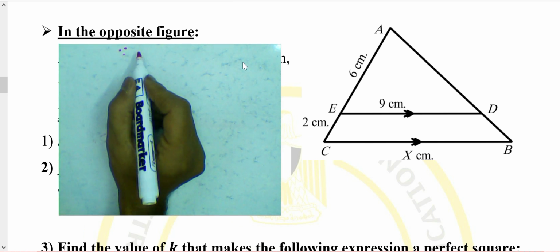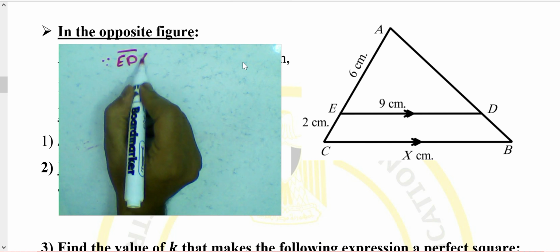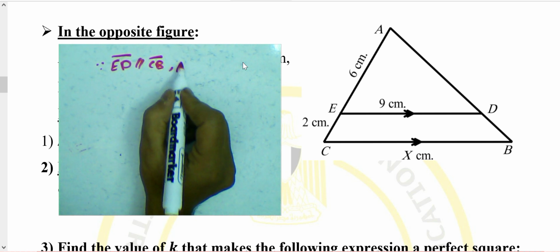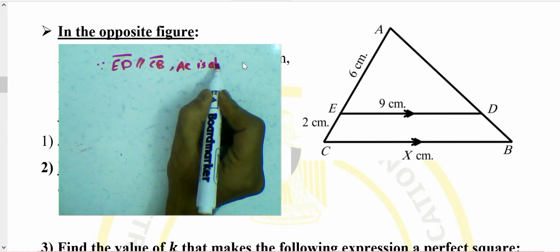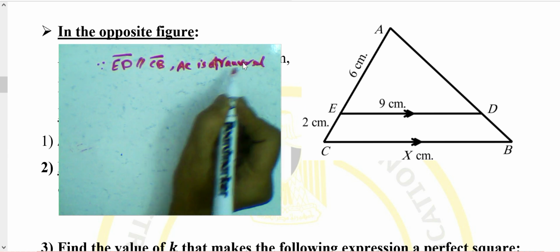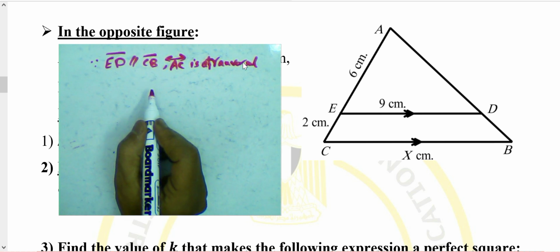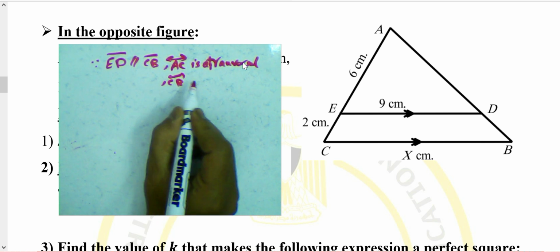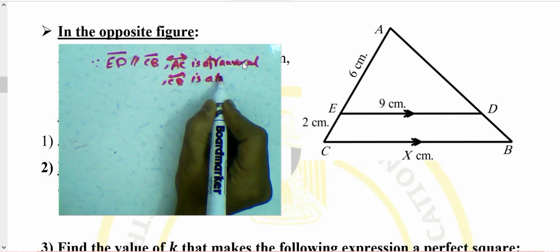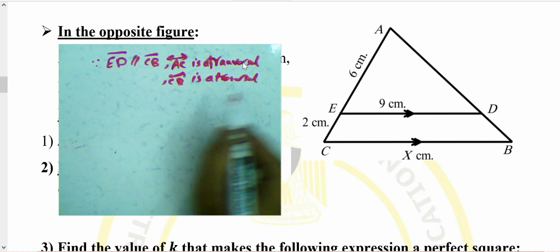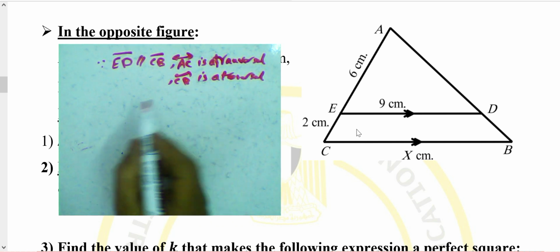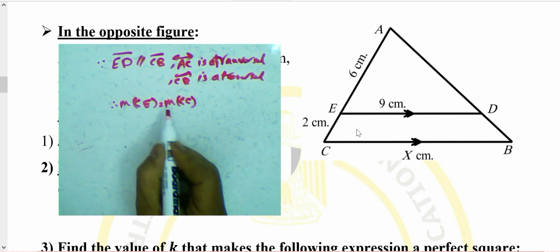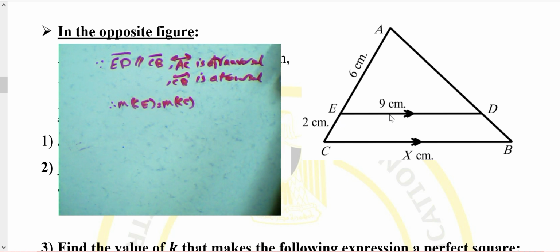First step, such that ED is parallel to CB, and AC is a transversal of them. AC is a transversal, and AB is a transversal also. Okay, then the measure of angle E equals the measure of angle C. We call them corresponding angles.